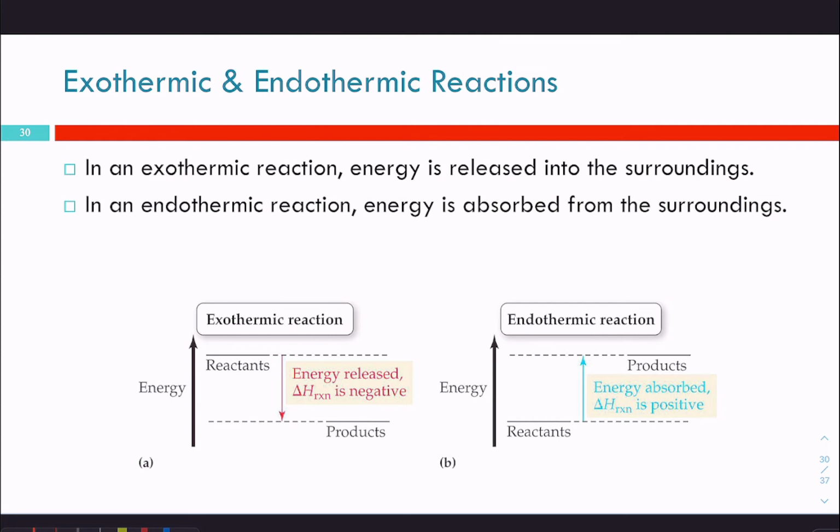So for the reverse process, in an endothermic reaction, your reactants have a lower energy level, and they absorb energy from the surroundings to have a higher energy level. So they're always taking energy from somewhere or depositing that energy somewhere.